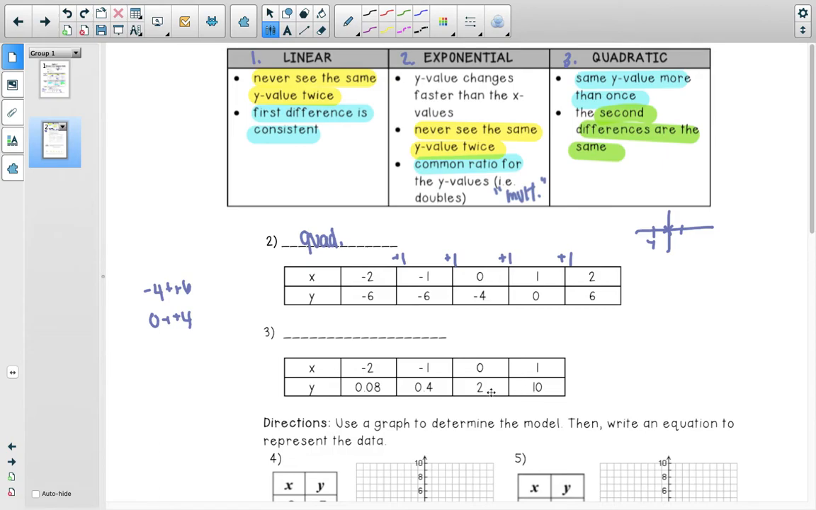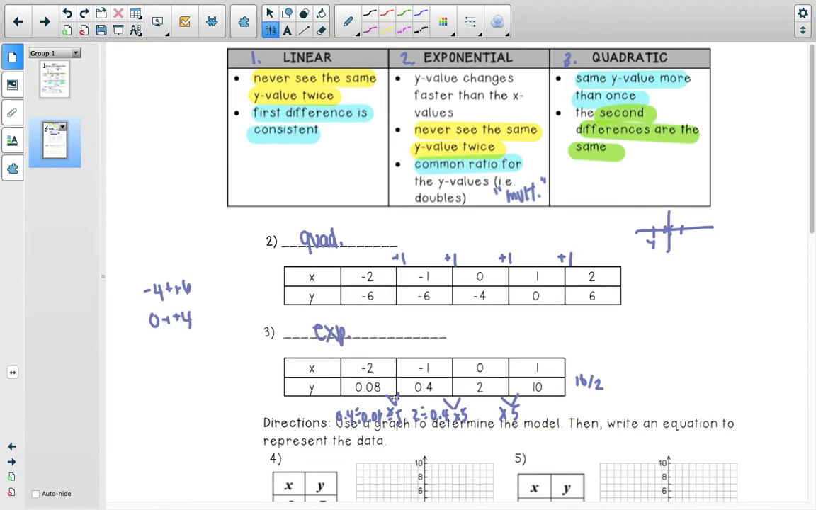So just to prove it with here, 2 to 10, because it's not a decimal, it's easier to see. 2 is multiplied by 5 to get 10. So what I did is I did 10 divided by 2, and that's 5. Well, what about these two values? Well, you're going to take 2 divided by 0.4, and you also get 5. So it's being multiplied by 5. And if you take 0.4 divided by 0.08, that also is 5. So these are being multiplied by 5, and since they're being multiplied, the only one that multiplies is exponential.